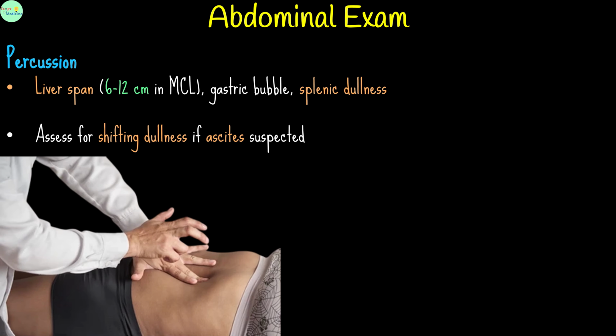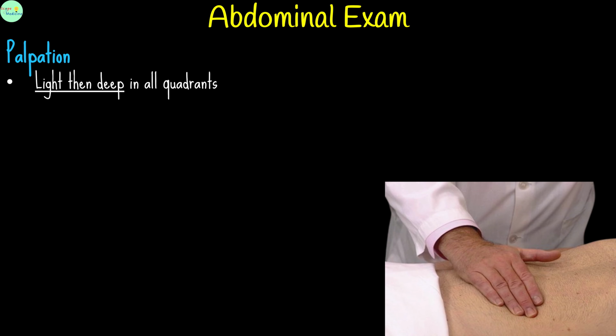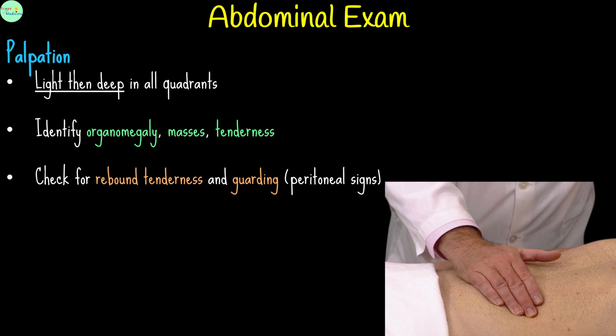Finally, perform palpation. Start with light palpation in all quadrants to identify areas of superficial tenderness. Then perform deep palpation to feel for enlarged organs. Attempt to feel the edge of the liver and spleen. Identify any masses. Check for specific tenderness, such as in the right lower quadrant. Conclude by assessing for signs of peritonitis.